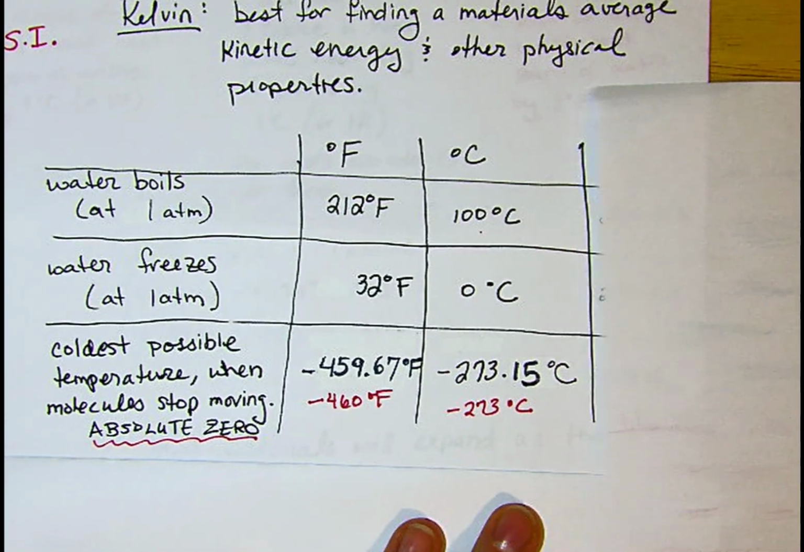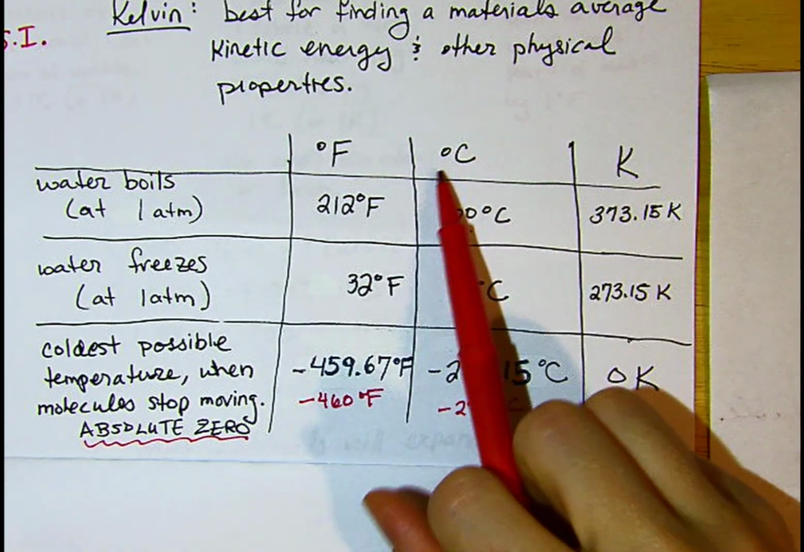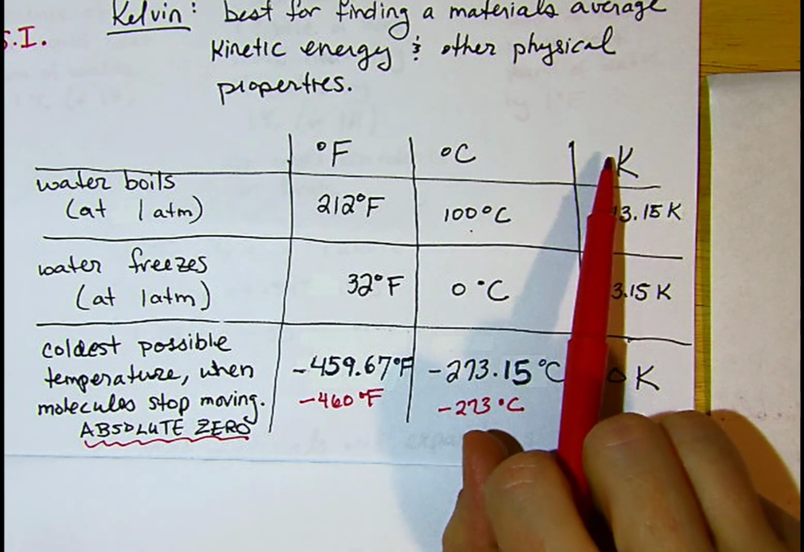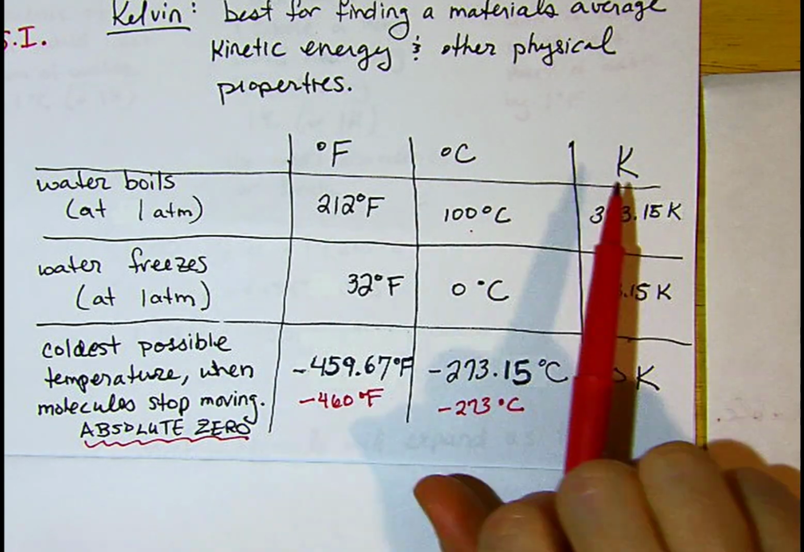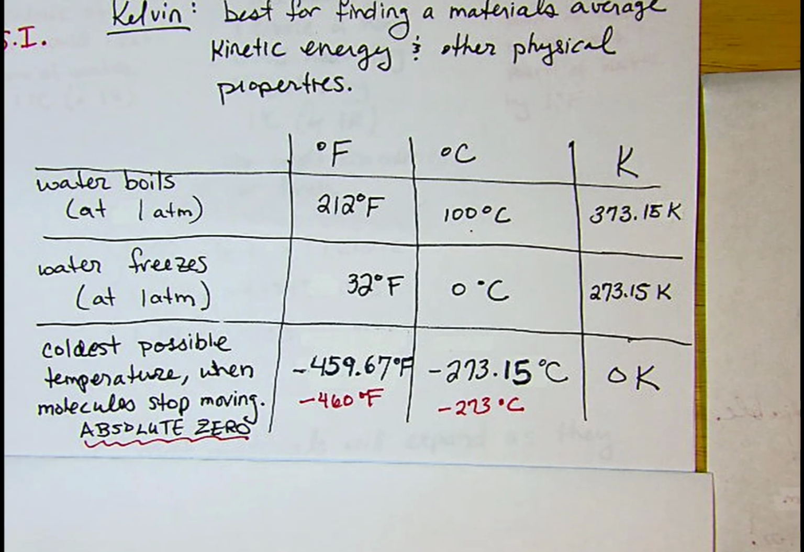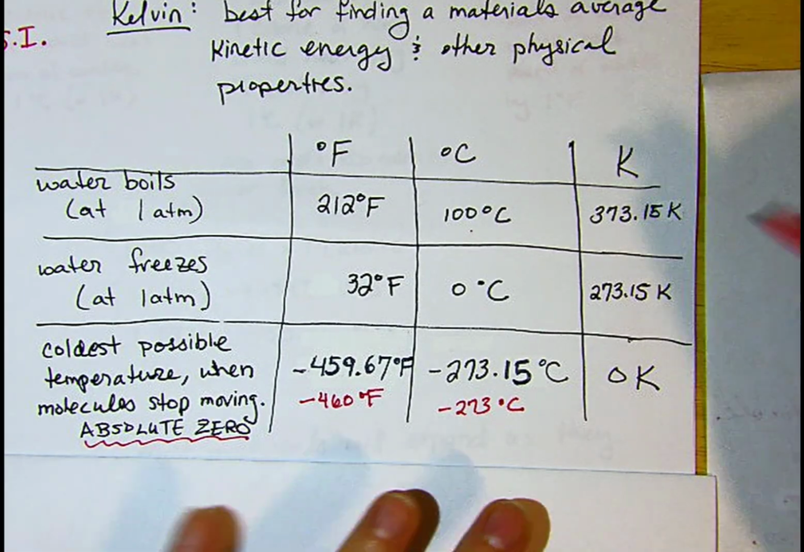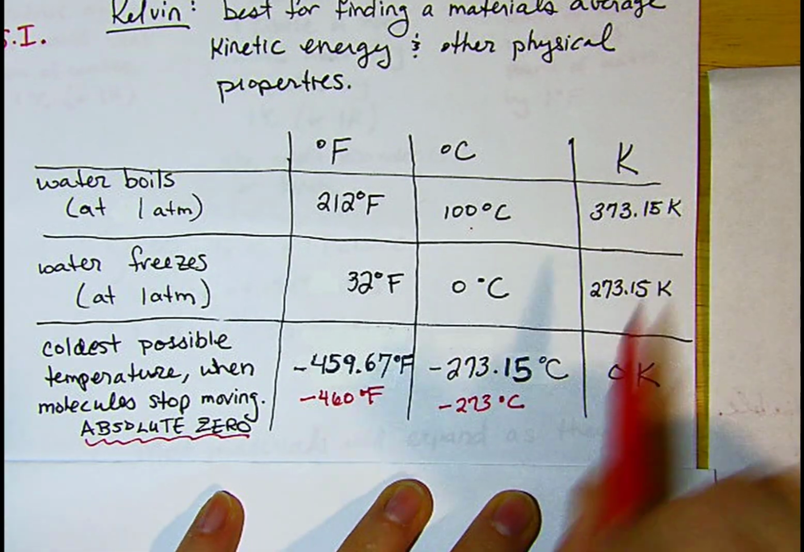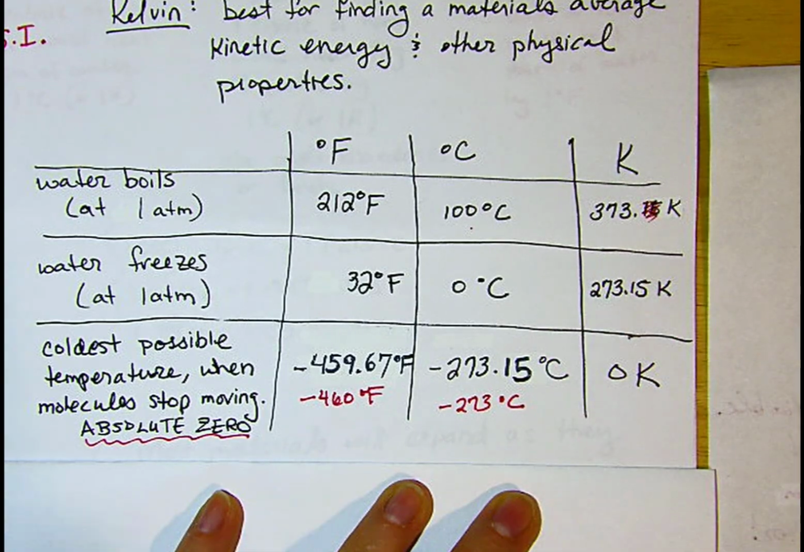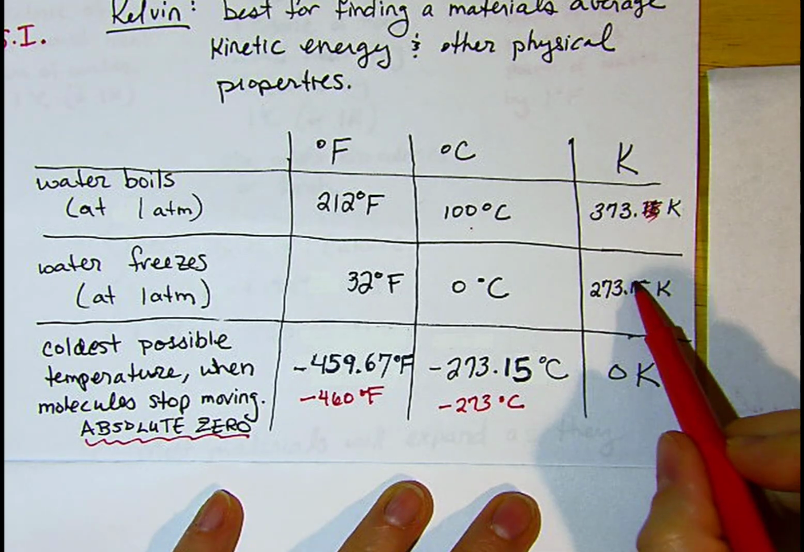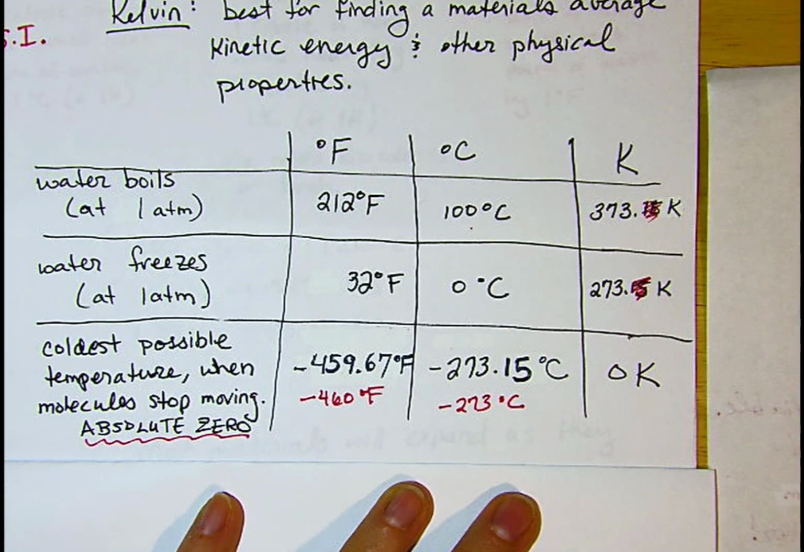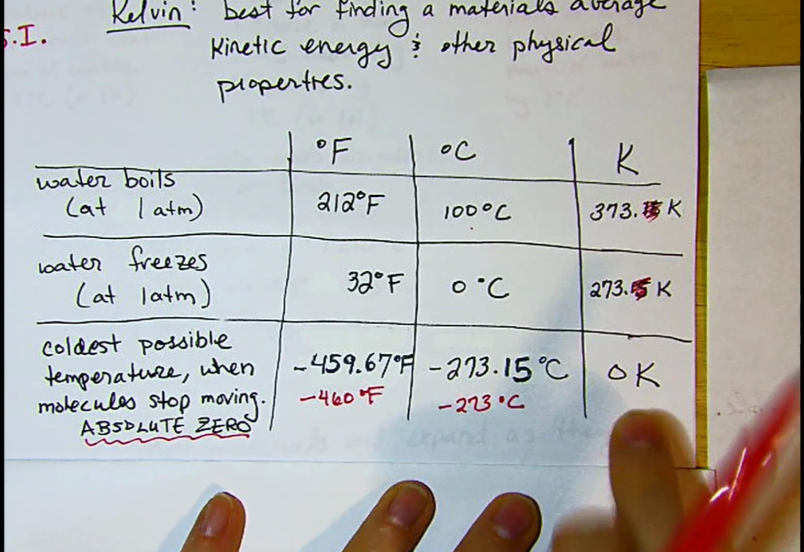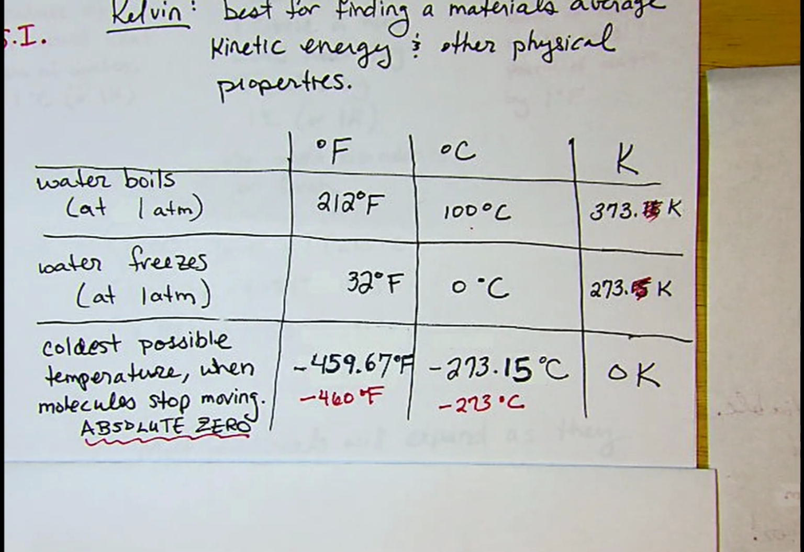Right. And then our last one, Kelvin. First of all, notice I didn't put a degree in front of the Kelvin like I did for Celsius and Fahrenheit. That's just because we don't say degrees Kelvin. So water boils at 373.15, but we'll just say 373. Water freezes at 273.15. We'll just say 273. And the coldest possible temperature, absolute zero, is at 0 Kelvin. That's how Kelvin is defined.